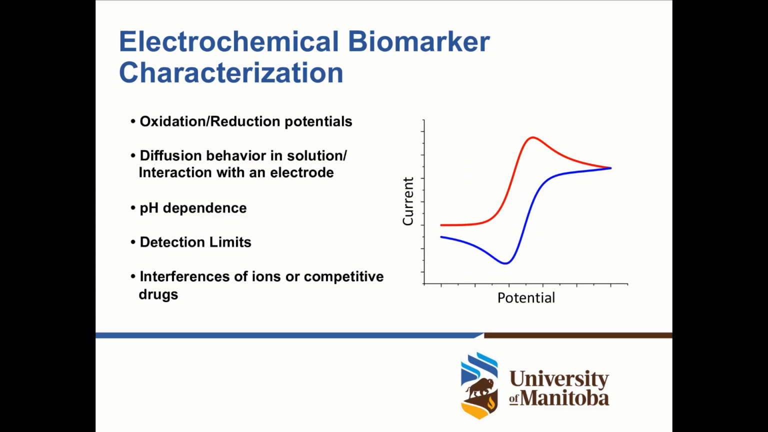And this data can actually provide us with a lot of information about our biomarker or indicator of interest, our analyte. So we can read out oxidation and reduction potentials. We can investigate the diffusion behavior of these molecules in solution and how they interact with our electrode. We can study pH dependence, we can determine detection limits, and we can also look into interferences of ions or competitive analytes, such as drugs.